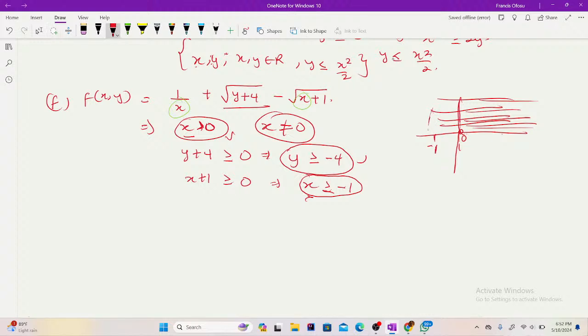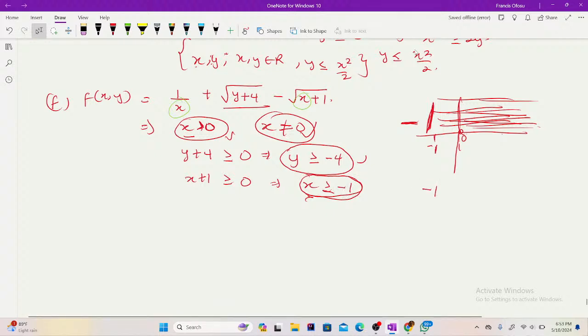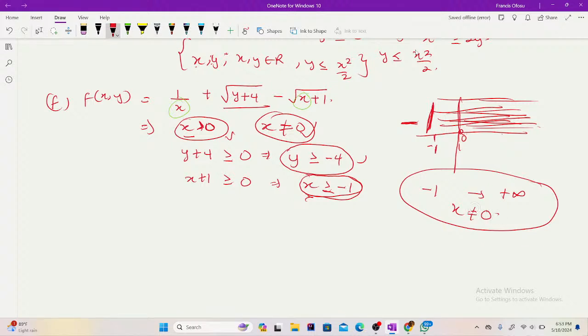Because once we start, anything here covers this already. If I start my condition here, this will be consumed. But if I start here, I will omit this. So if you want the complete domain, you need to start from the farthest side, then move to this side as our condition. For this side, I will only take x should not be equal to 0. Then on this side, x should be greater than or equal to negative 1. So x is starting from negative 1 to positive infinity, but x should not be equal to 0. That is all. The discontinuity occurs at x equals 0. That is where the function becomes discontinuous.